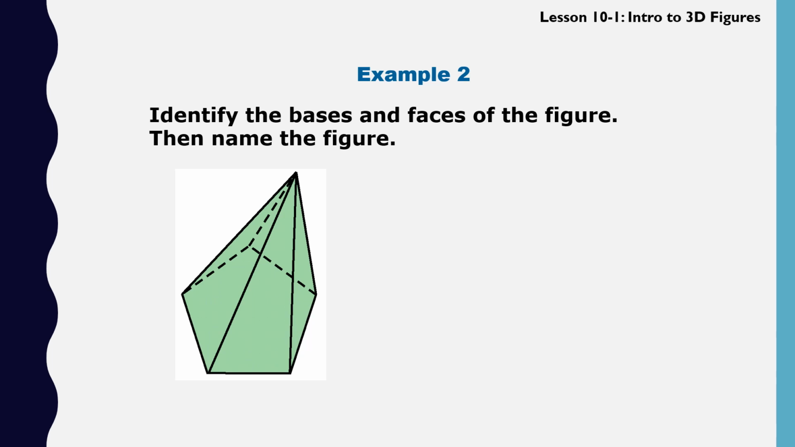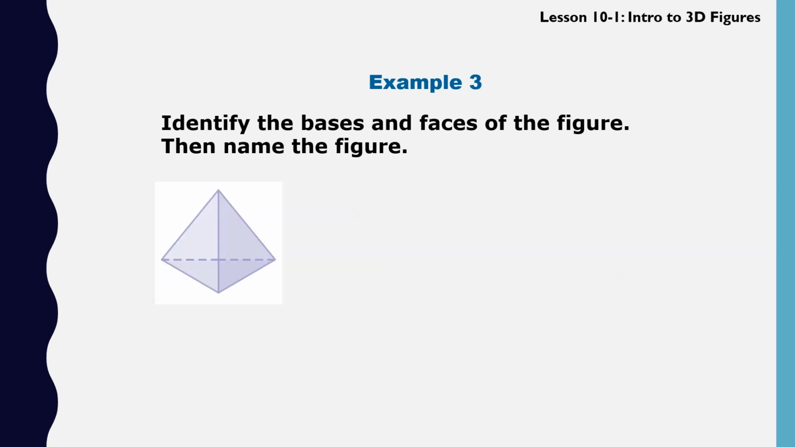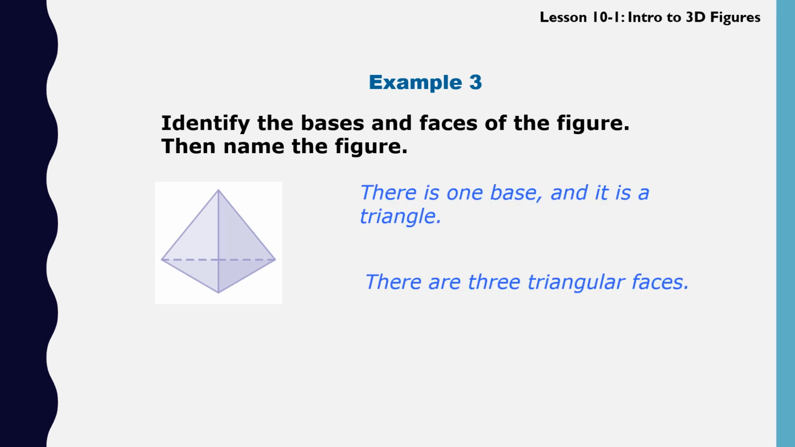Whereas a prism has 2 parallel congruent bases, remember that a pyramid only has 1 base. This shape only has 1 base, and it is a pentagon. There are 5 triangular faces. So we see that this figure is a pentagonal pyramid. Take a moment and look at this shape. Is it a prism or a pyramid? There is 1 base, and it is a triangle. There are 3 triangular faces. The figure is a triangular pyramid.